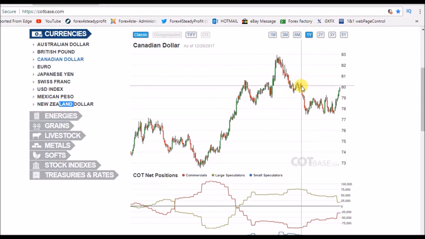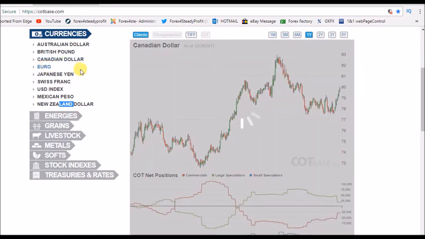We're starting to come into a little bit of resistance as we move up here. Maybe 80-50, a little bit more upside, and then we should see the commercials come back in short heavily for the Canadian dollar.